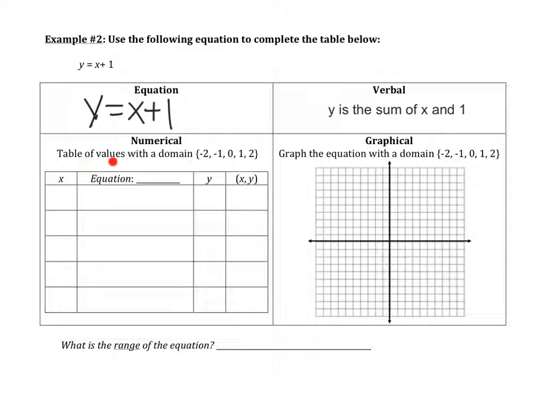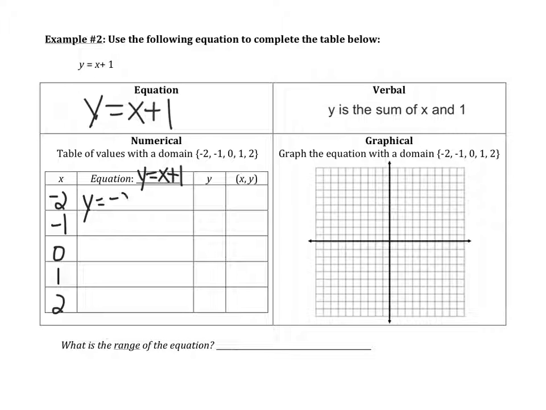Next, let's fill out the numerical portion of this rule of 4 table. So we're going to complete this table of values with a domain of negative 2, negative 1, 0, 1, and 2. So remember, domain are your x values. So I'm going to fill in my x column with negative 2, negative 1, 0, 1, and 2. The equation was y equals x plus 1. This middle column is where we're going to do the work. We'll fill in the y column once we substitute these x values in for x in the equation. And then finally, we'll take our x value and our y value and write them as ordered pairs in the last column. So let's get to work. First, we'll substitute negative 2 in for x.